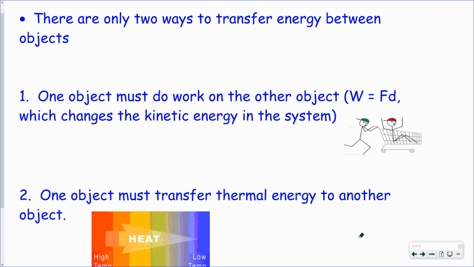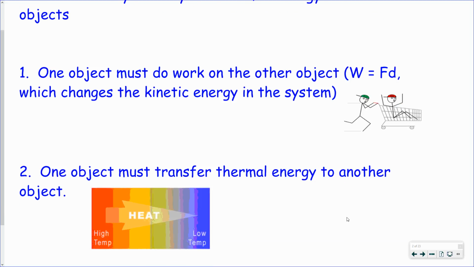So there are two ways to transfer energy between objects. There is the mechanical energy way number one, where the work done on an object increases the energy in that object, or increases the kinetic energy in that object. I gave you the example of the guy pushing another guy in a cart, because the guy in the green hat is doing work to the guy in the red hat. And so by the green hat guy doing work on the red hat guy, the cart and the gentleman in the red hat's kinetic energy is increasing.